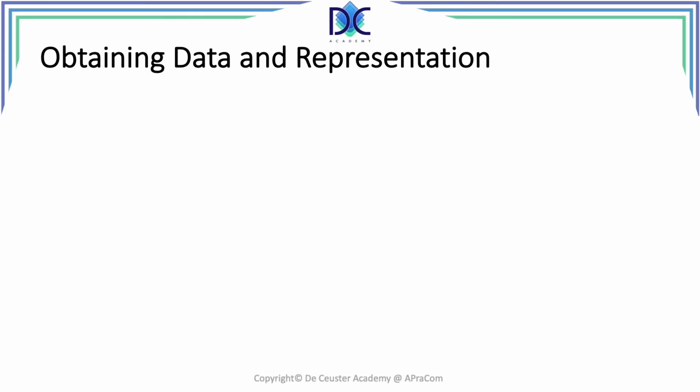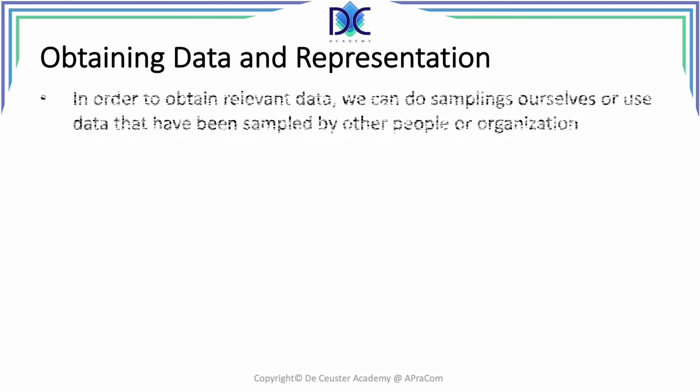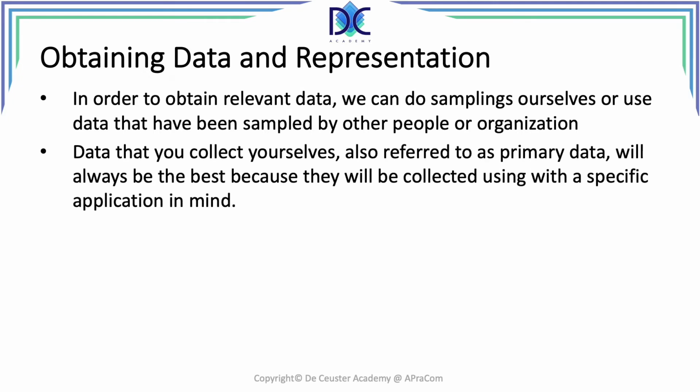Let's have a look at data. The data and how do we represent those data. Now, we can get data typically by sampling. We can do the sampling ourselves, and we can use data that have been sampled by other people or organizations. Now, this is very important to understand what is the difference between those data. The data that you collect yourself can be considered as primary data. They always will be the best because you know what you're looking for, and you can use the way to get the data to find exactly the tendencies, the information that you need.